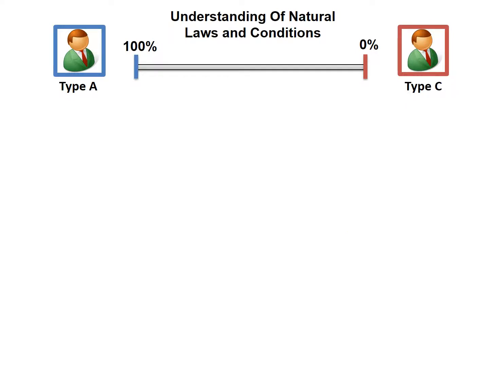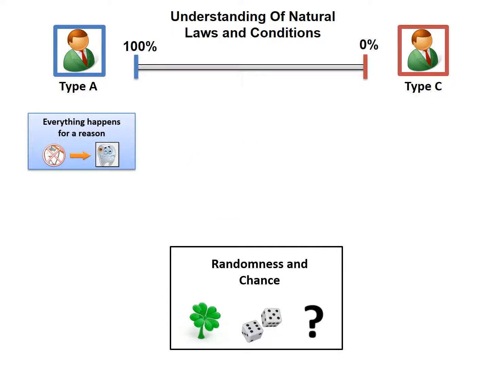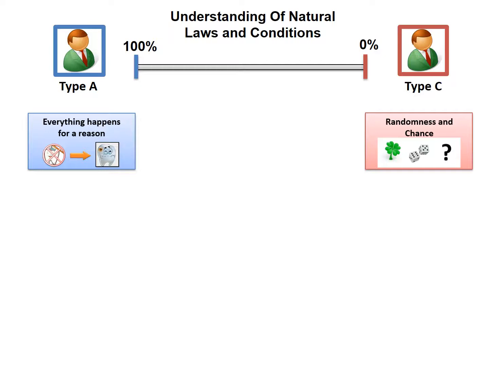Let's start by looking at concepts we have already gone over. To do this, we'll take a single pair of opposite characteristics or actions at a time. For example, who is more likely to believe everything happens for a reason, and who is more likely to believe the opposite, which is randomness and chance? The Type A will believe everything happens for a reason because he knows the natural laws and why it happens. The Type C will believe in randomness and chance because they don't know why things happen.